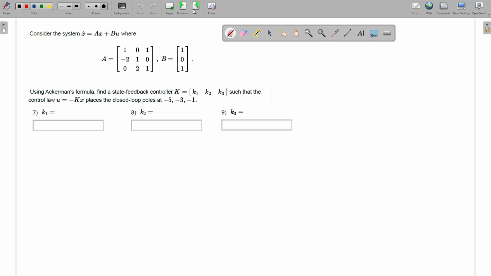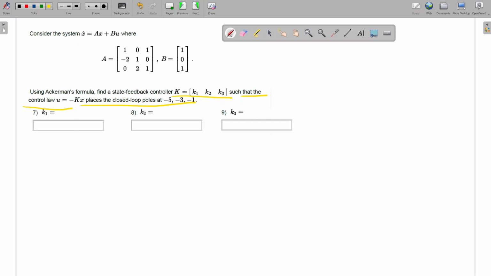So this is a new kind of question. I think all of you have gone through the lectures. How can we find this K value? What is the rule? A matrix is given, x dot equals Ax plus Bu, and using Ackermann's formula we have to find a state feedback controller K, where K is equal to K1, K2, K3, such that the control law u is equal to minus Kx places the closed loop poles at minus 5, minus 3 and minus 1.